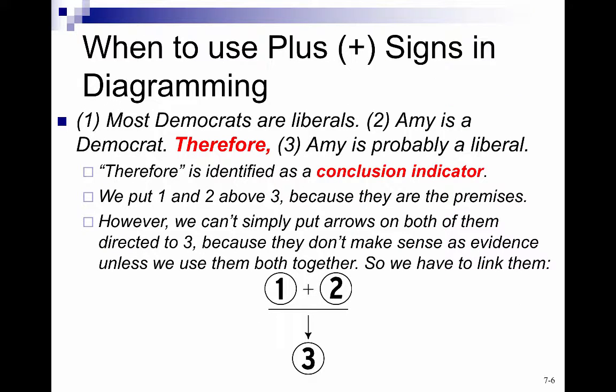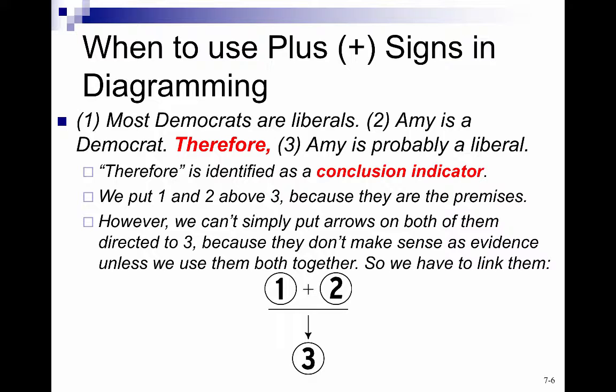In the last argument, all of the premises directly supported the conclusion. In this argument, however, the premises need each other to come to the conclusion, so let's take it step by step. Most Democrats are liberals. Amy is a Democrat. Therefore, Amy is probably a liberal. Because we have the conclusion indicator, therefore, we can see that Amy is probably a liberal is the conclusion. So the other statements, most Democrats are liberals and Amy is a Democrat, those are the premises.